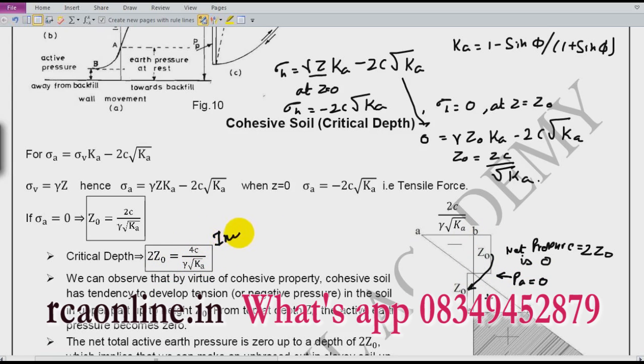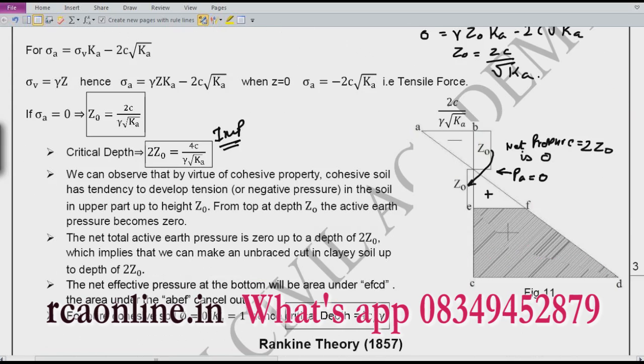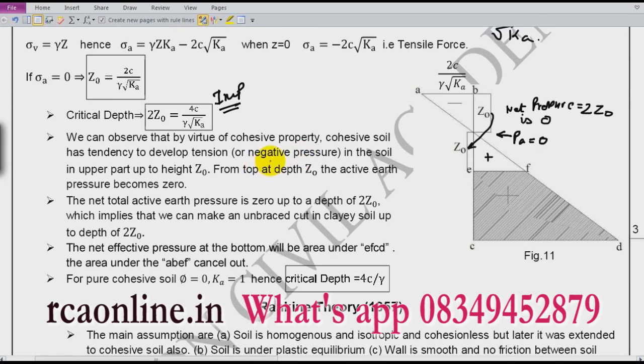Many a times it has been asked in the interview and in the exams also, that this twice z0 is the critical depth, and this is important because I don't require a wall technically or practically, which is 4c over gamma root Ka. Is it okay? So this is the concept of the critical depth, which is useful for only cohesive soil. It is not applicable for non-cohesive soil because c is 0 for non-cohesive soil.